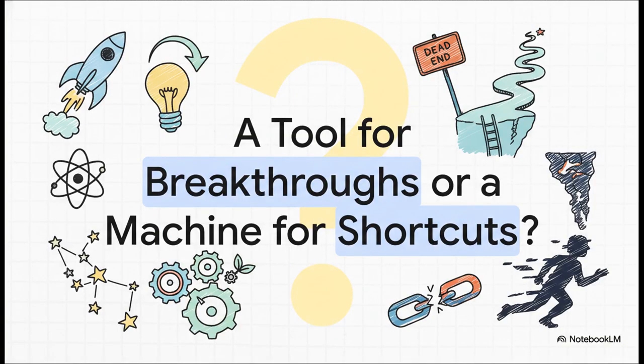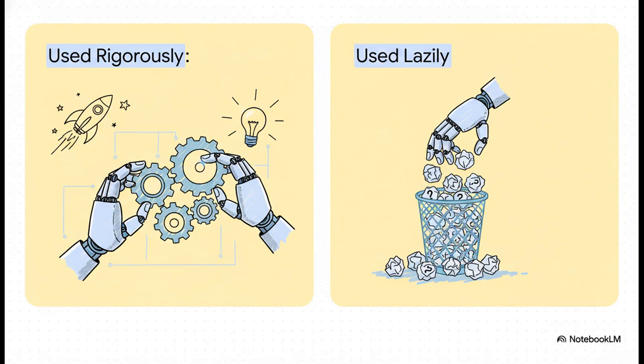So where does that leave us? It all comes down to this one central question, really. Is Prism a tool for actual breakthroughs, or is it just a machine for taking shortcuts? And the honest truth? The tool itself is just a tool. It's neutral. Its real impact is going to depend entirely on how people use it.